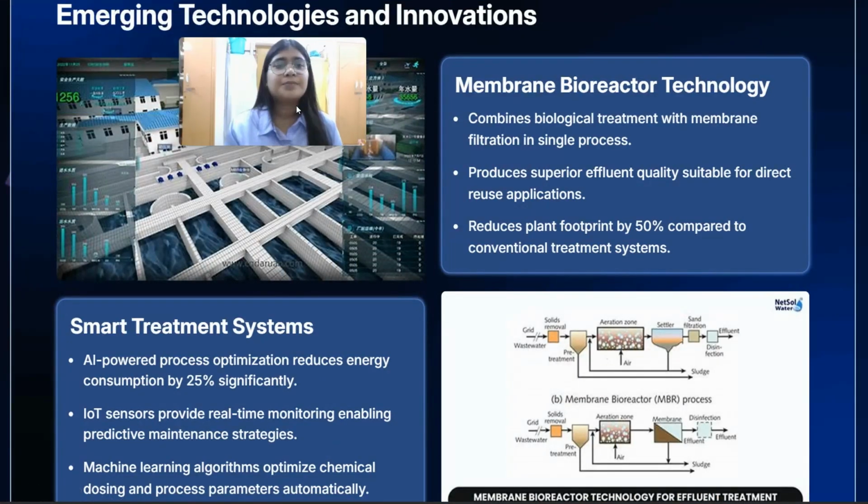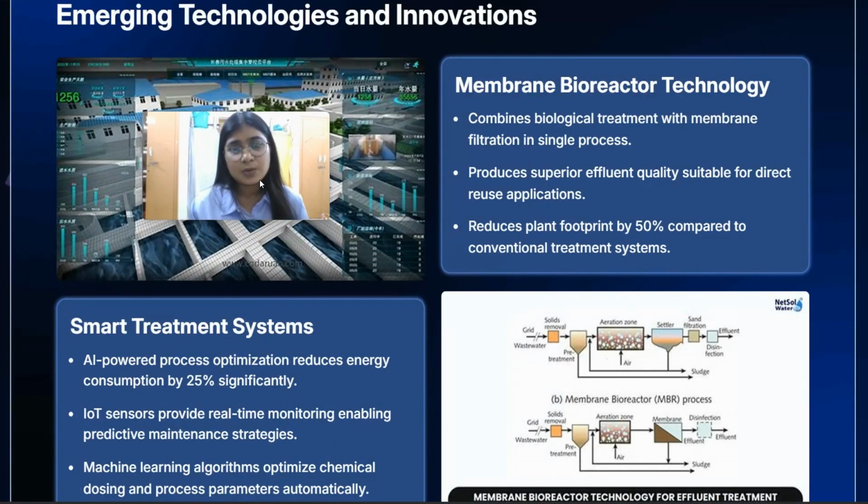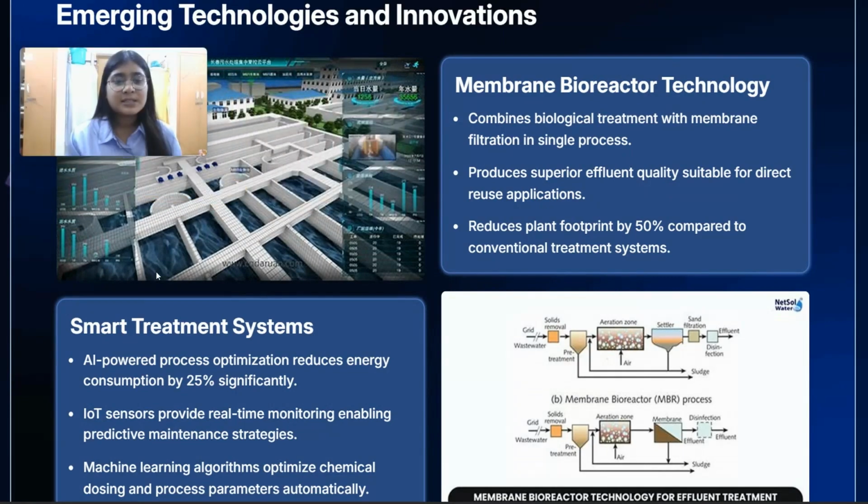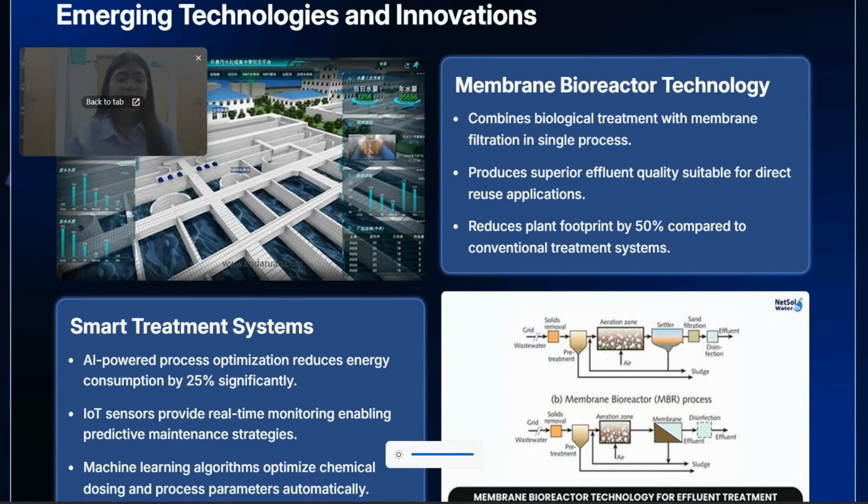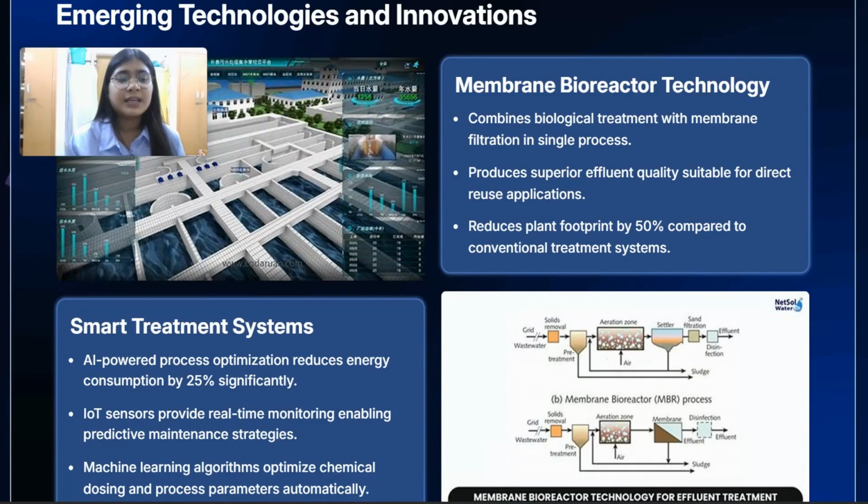After that, some emerging technologies and innovations. Smart treatment systems, like AI-powered processes, we can use to reduce energy, and machine learning algorithms optimize chemical dosing and process parameters automatically. For automatic systems we can use machine learning algorithms. And for reducing energy consumption, we can use the AI-powered processes.